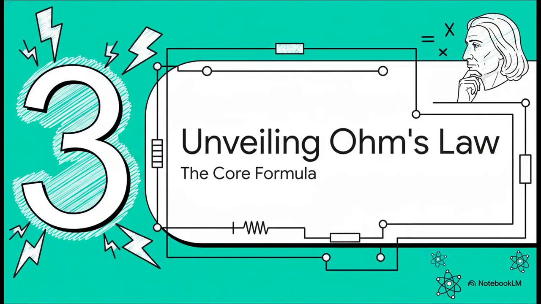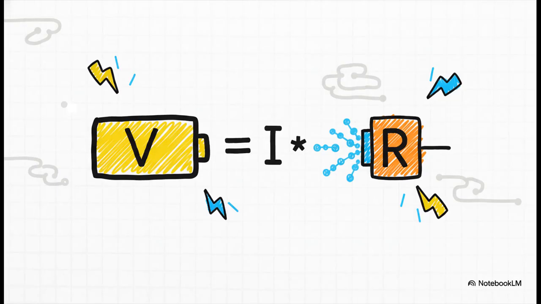So now we've met the key players: voltage, current, and resistance. Let's see how they're all connected by this really simple, kind of beautiful rule that was discovered by George Ohm. And here it is. This is Ohm's Law. It's amazing how simple it is, right? Voltage equals current multiplied by resistance. This one little equation is, and I'm not exaggerating, the absolute bedrock of electronics.